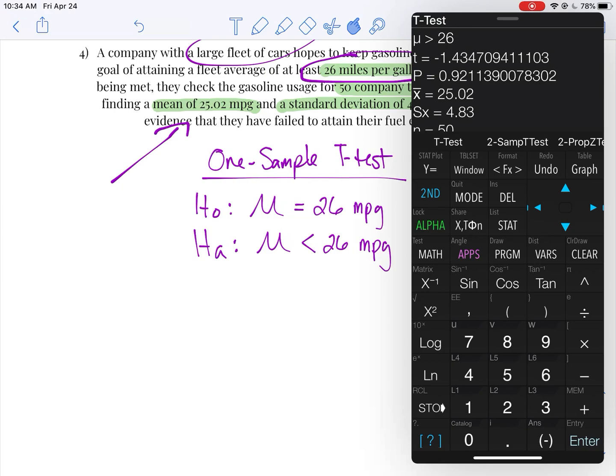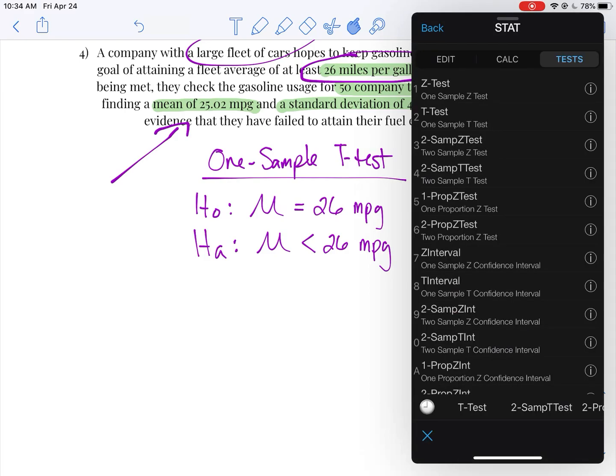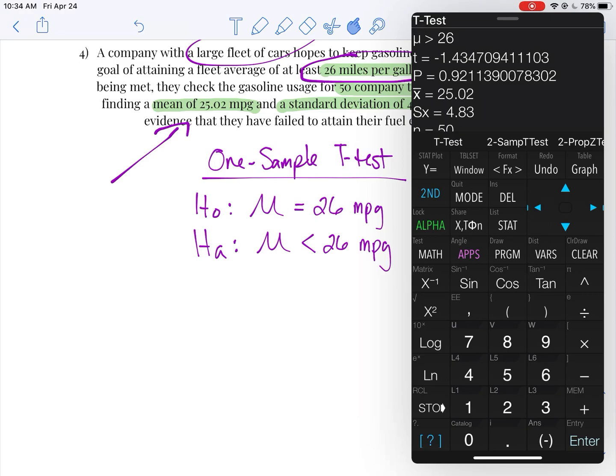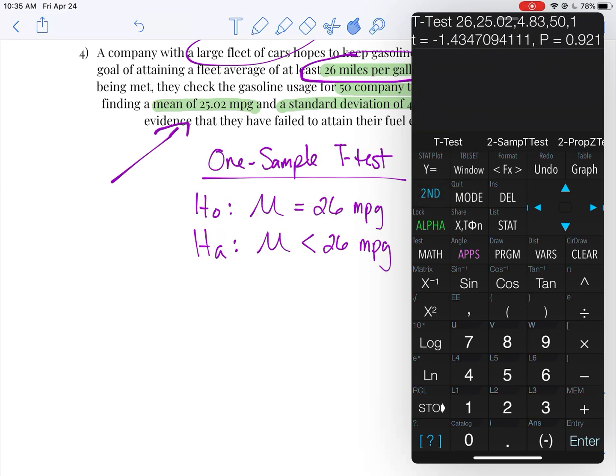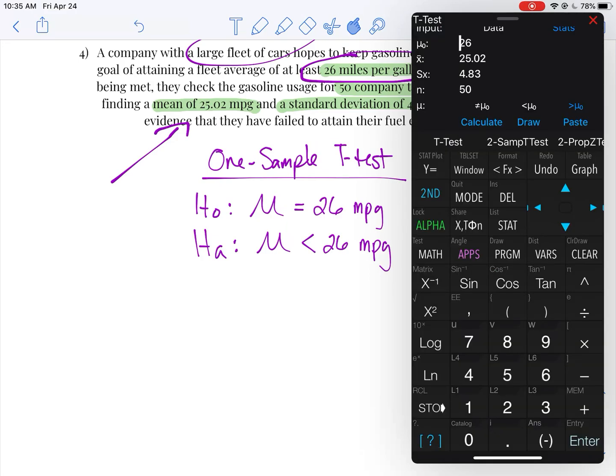Enter. All right. Ooh, I got a pretty high p-value here. And actually, I'm glad I did this because now I'm seeing that it's trying to prove that mu is greater than 26. That's not what I want. I want to try and prove that mu is less than 26. So I'm going to go back to this. Let's go back here. Delete, second quit. We're going to go to that. There we go. We'll try again.